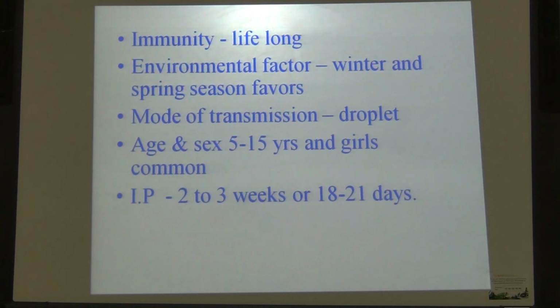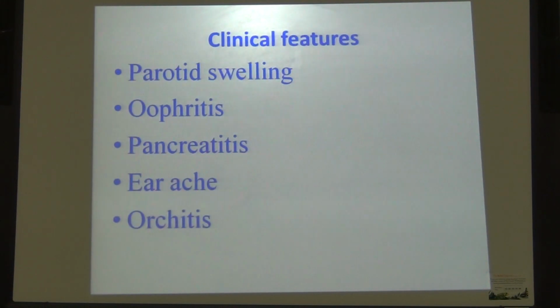So what are the environmental factors? Again, winter and spring season, and the mode of transmission is again droplet infection. The age of the patient is 5 to 15 years, and girls are more commonly affected. The incubation period is 2 to 3 weeks, or 18 to 21 days. This is the incubation period.